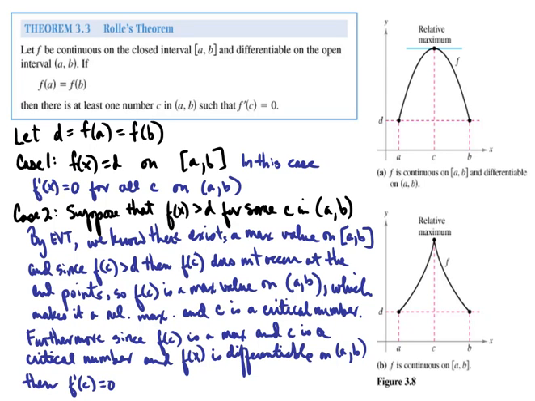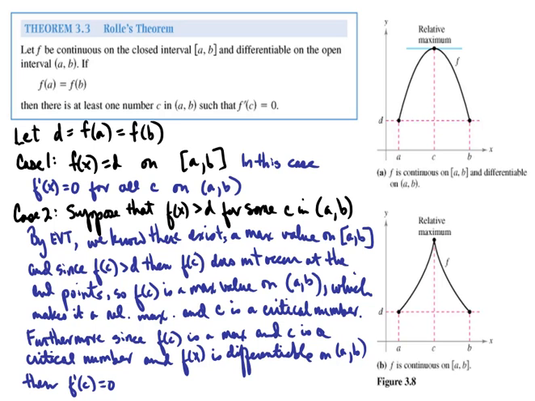Alright, so let's just restate what it is that we learned here. Case 1 is the obvious case where you have a horizontal line, a constant function. In that case, the derivative is 0 for all values of c on the open interval from a to b.